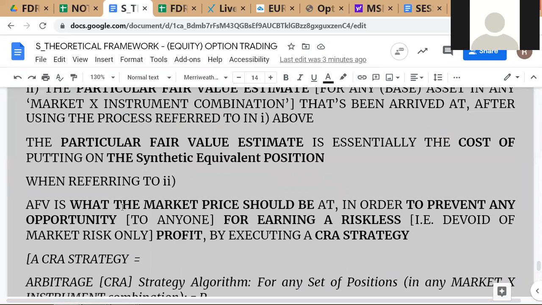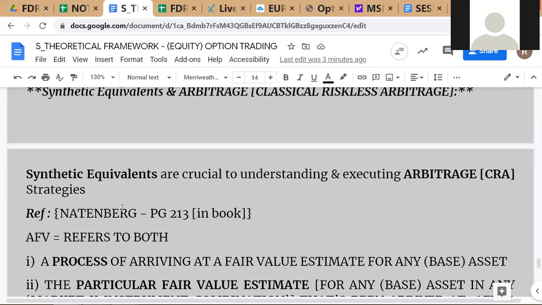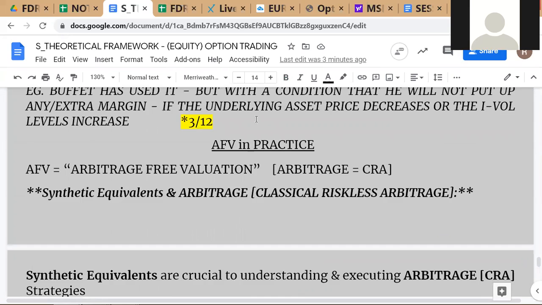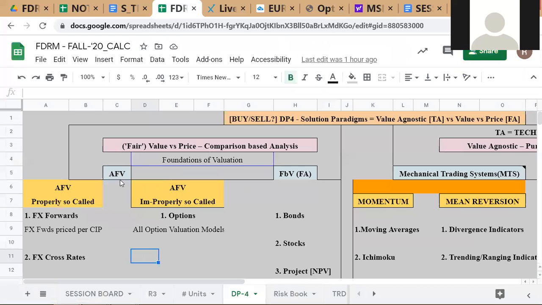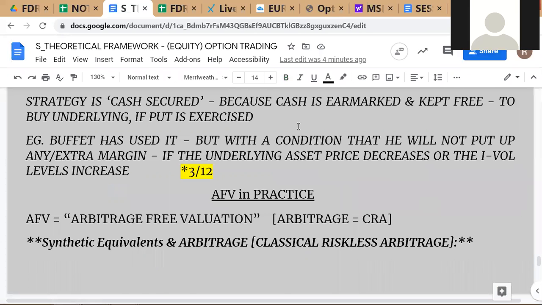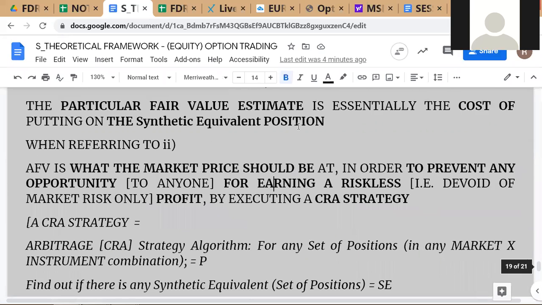If we use the word arbitrage, because this is a very important technique in finance, okay? So using this technique of using synthetic equivalents to arrive at arbitrage-free valuations, okay? And you understand why exactly, what is the role of arbitrage-free valuation? Proper AFV is a way of arriving at fair value, which is a way of solving the buy-sell problem. Okay, remember that when you do fair value, it gives you a way to solve the buy-sell problem.